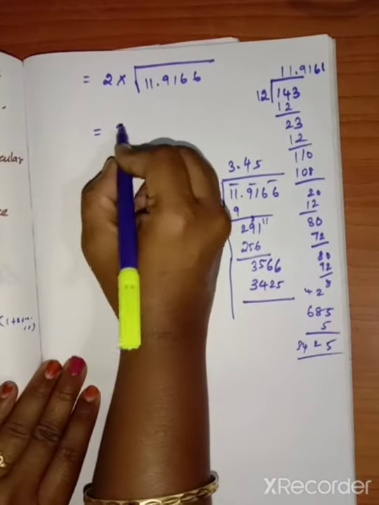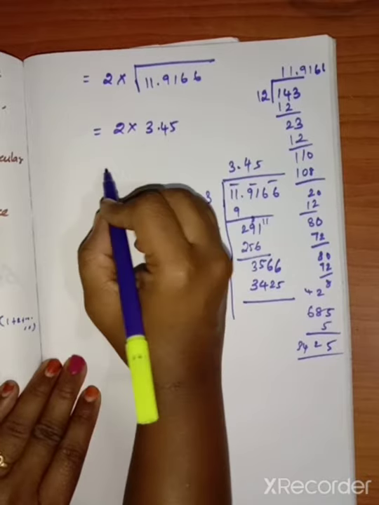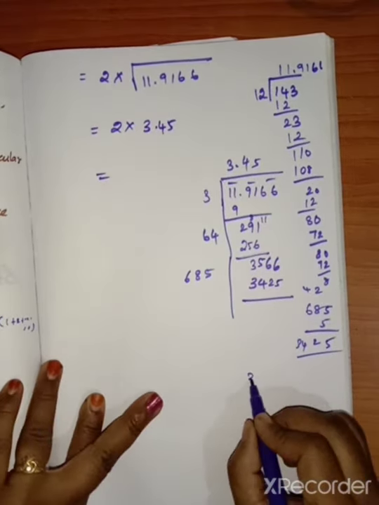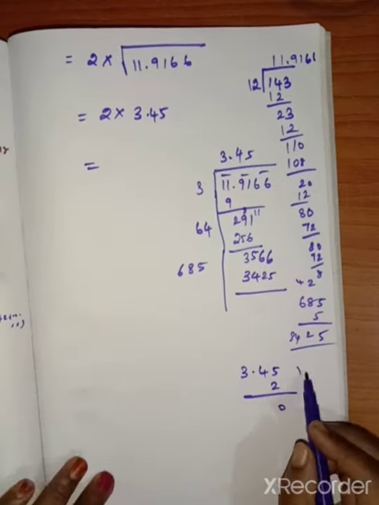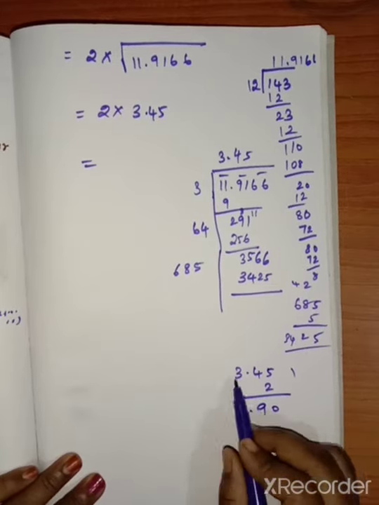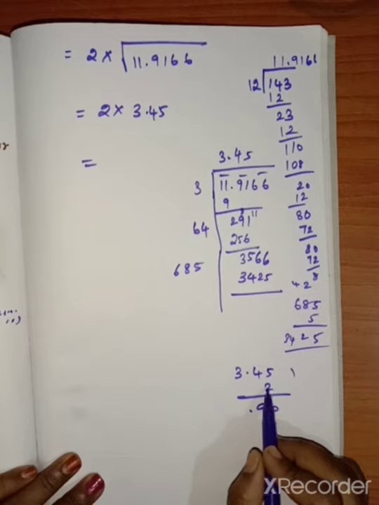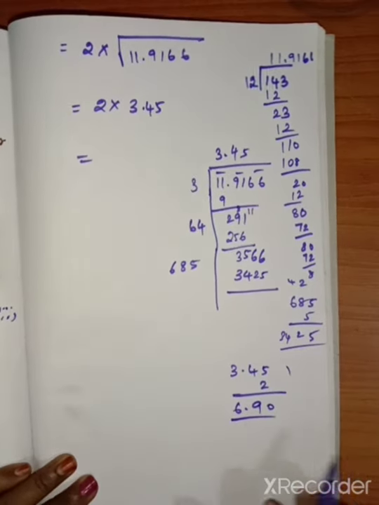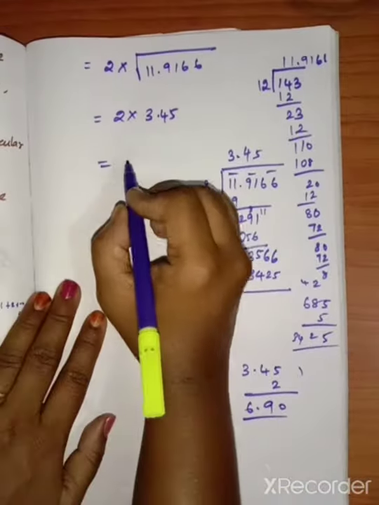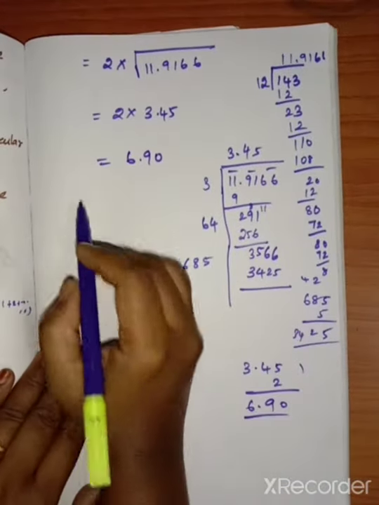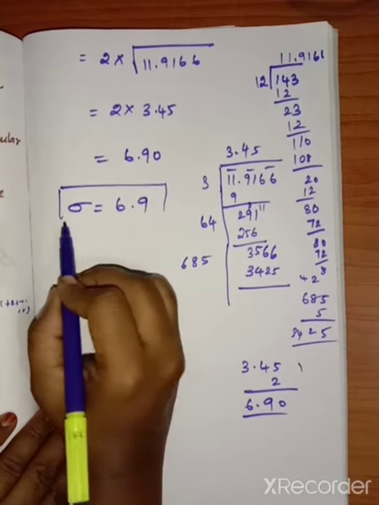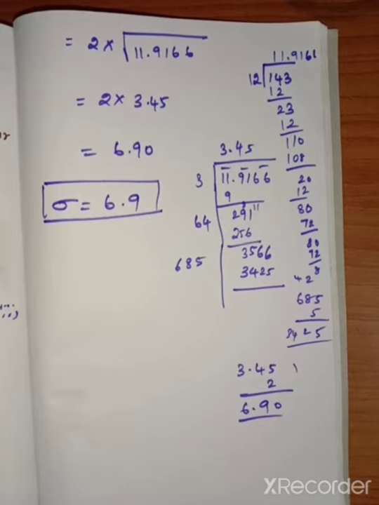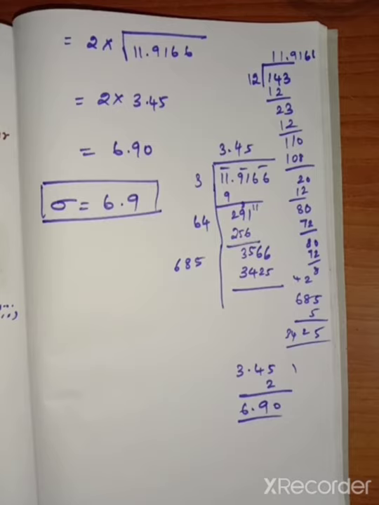So 2 into 3.45. Now we want to multiply: 3.45 into 2. 5 2s are 10, balance 1. 4 2s are 8, 9. The decimal is in the same position, because two numbers are there. 2 3s are 6. So 6.90. If you write 6.90 it is fine, or otherwise you can mention sigma equal to 6.9, because after the decimal the 0 is not valuable, so we can remove it. Approximate value we can write. So for this standard deviation, the value is 6.9.